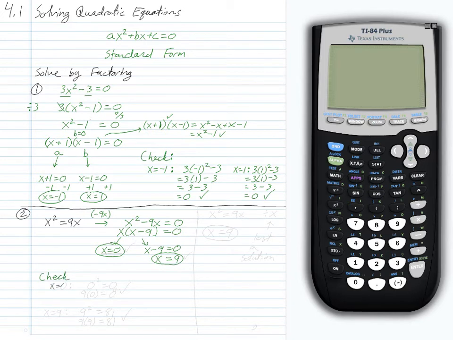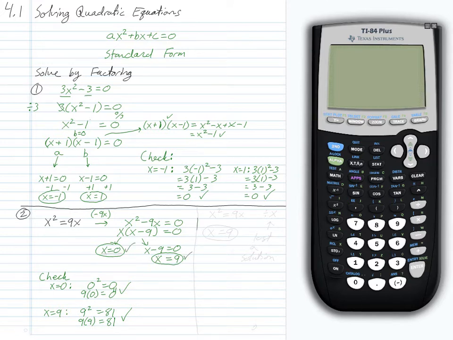If we check x equals 0, we do that by plugging 0 in on the left, 0 squared equals 0, and on the right, 9 times 0 equals 0. And so these are equal to each other, and we have a satisfaction. On the other hand, if I plug in x equals 9, on the left I'll have 9 squared, which is 81. And on the right I'll have 9 times our x value of 9, which also gives us 81. So our left and right hand sides are equal in both cases.